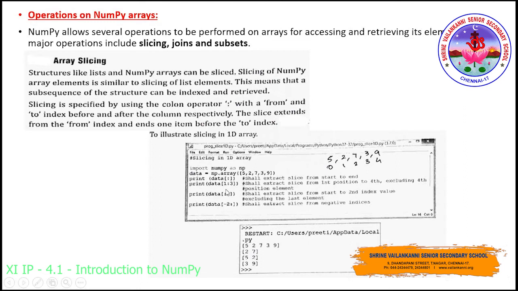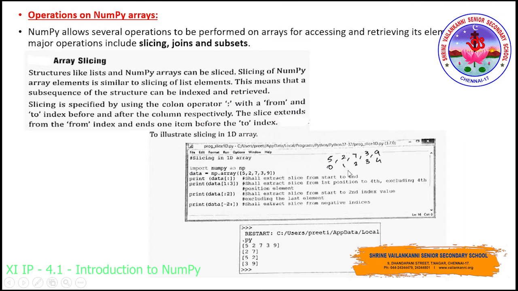And now in the next example, data of 1 colon 3. So starting parameter is 1 and the ending parameter is 3. So 1 less than the last number I have to access. So see here, I have specified the index positions 0, 1, 2, 3 and 4.